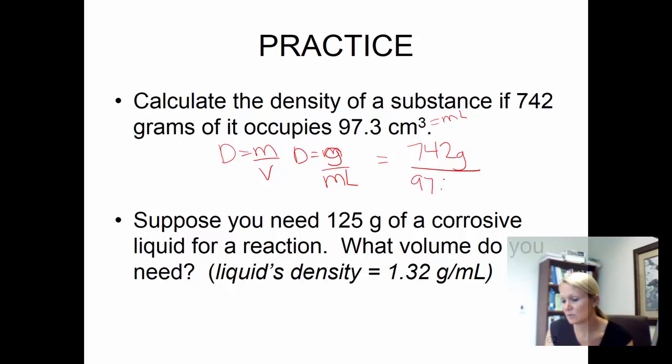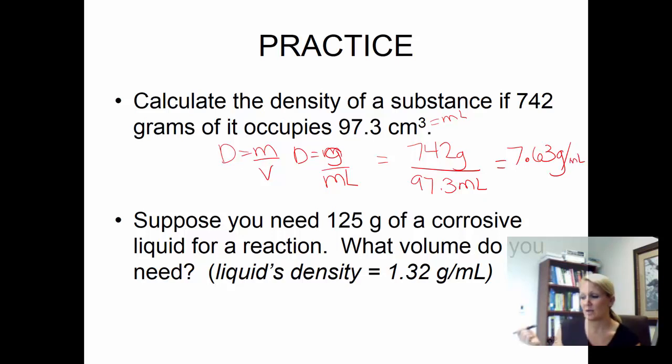So we'll use milliliter. When you do the math there, we need 3 sig figs. We've got 3 sig figs in both the numerator and denominator. And since it's density, my unit is grams per milliliter. So this object has a density of 7.63 grams per milliliter.